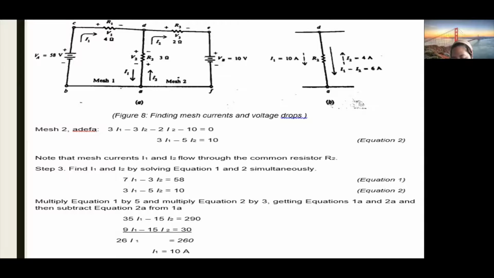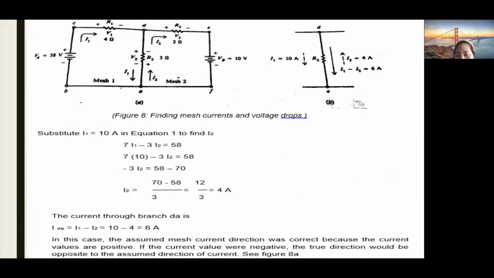So we have 26 I1, equal to 260. Let us now divide 260 by 26 for us to be able to get I1. So 260 divided by 26, that's why we have 10. Okay, so for us to be able to get I2, I1 is 10 already. So let's do substitution.